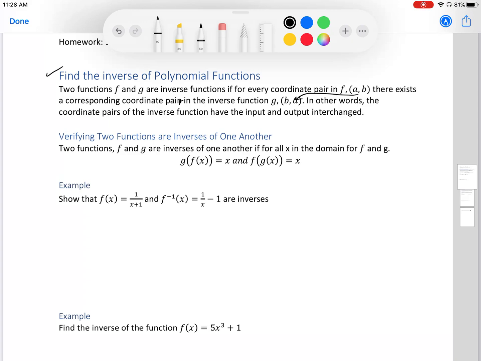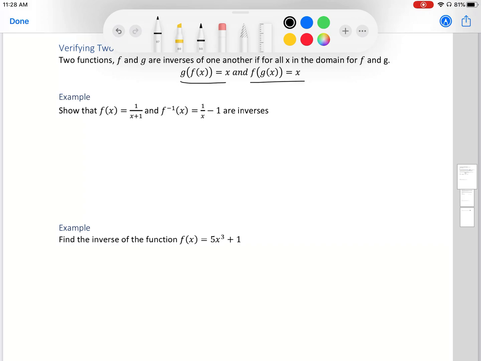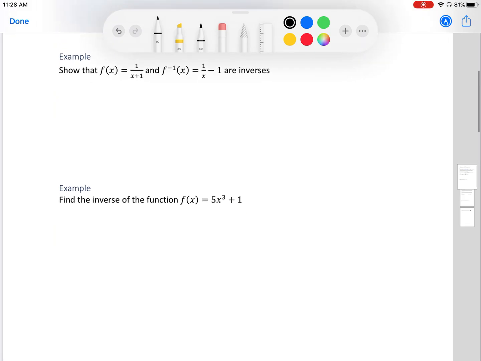Verifying two functions are inverses of one another. Two functions f and g are inverses of one another if for all x in the domain of f and g, f of g of x equals x and g of f of x equals x, meaning the composition of each equals x. And you've seen this, and yet this is actually a homework test problem.